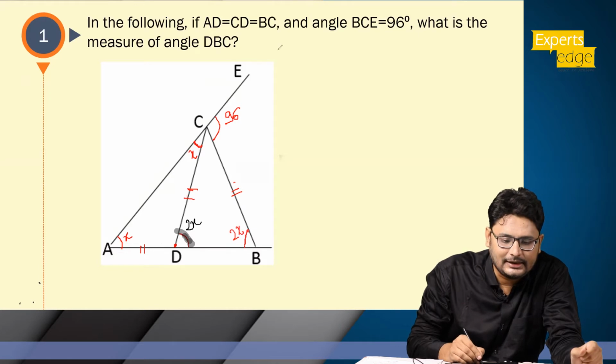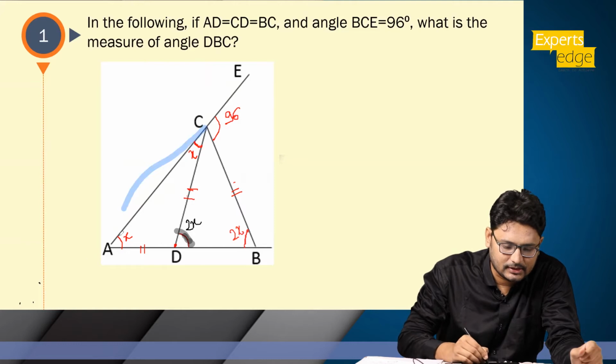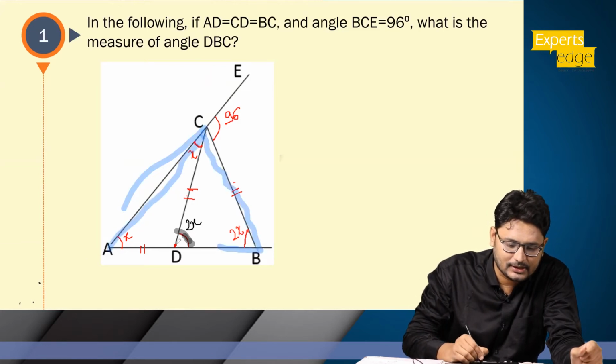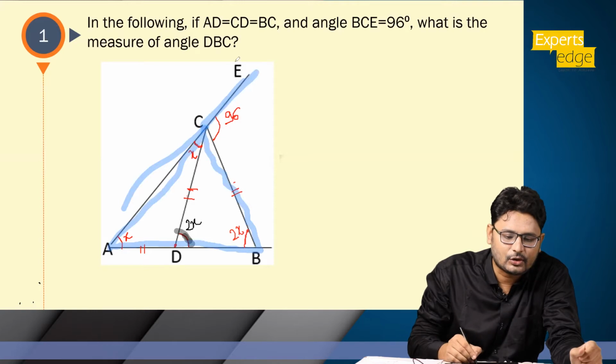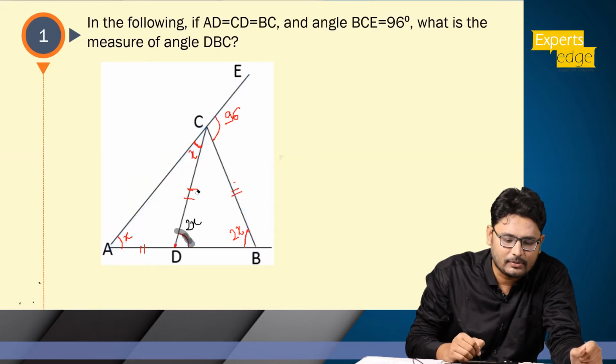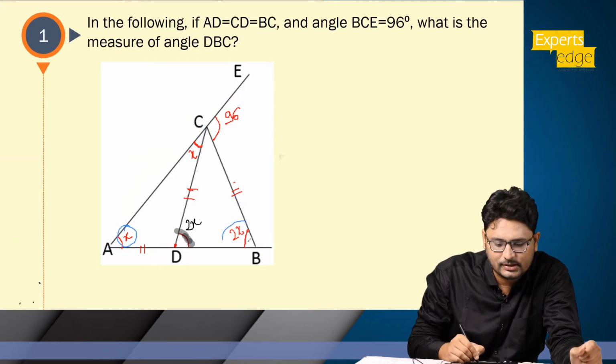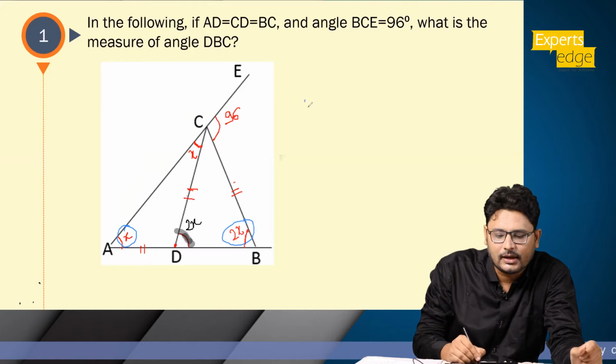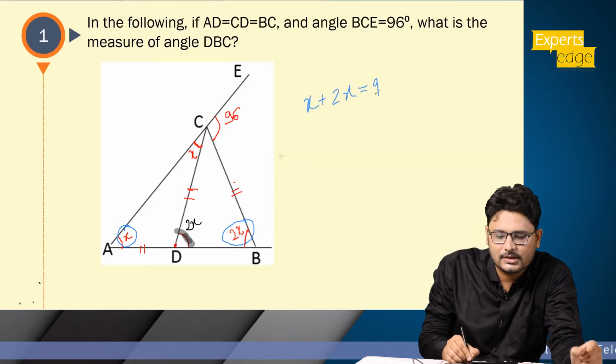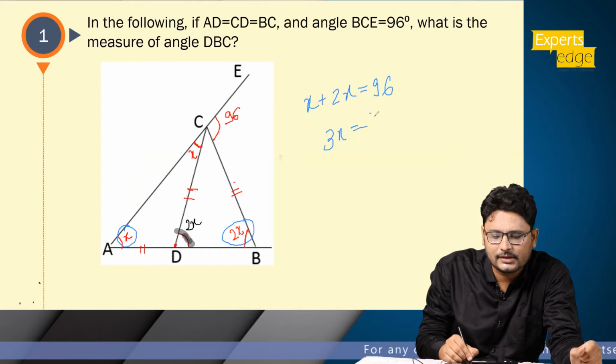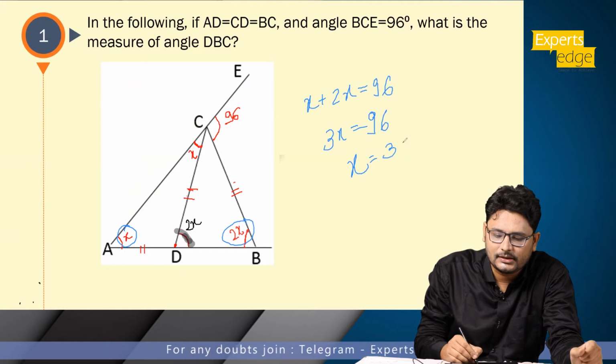Now, this 96 is exterior to which triangle? Can you see that the 96 is exterior to triangle ABC? So the exterior angle is 96, and this exterior angle should be equal to the sum of the opposite interior angles. That is X plus 2X should be equal to 96. 3X is equal to 96, so X becomes 32, since 3 nines are 27 and 3 twos are 6.